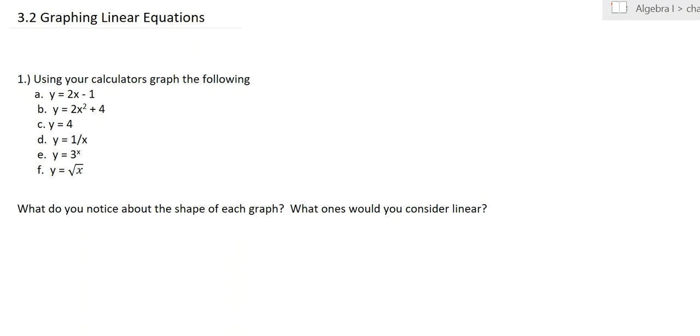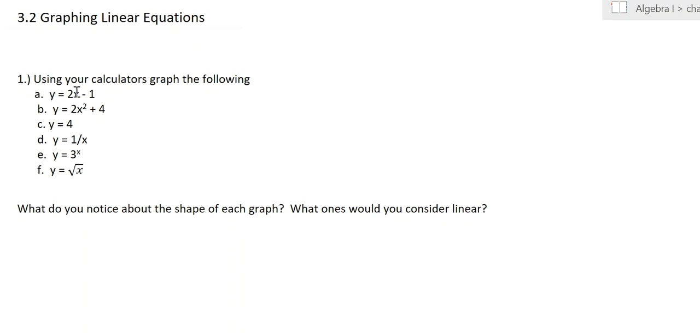Good afternoon, guys. Today you are going to be taking a look at lesson 3.2, which is graphing linear equations. When you're taking notes on video, it's expected that you would take the notes the same as if you were in class. You write down the examples, the definitions, everything else as if I was present in the front of the classroom. So let's begin.